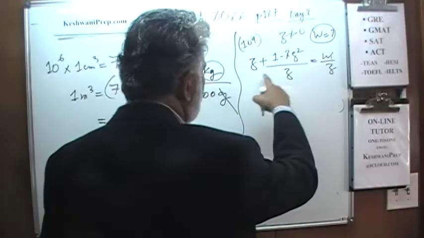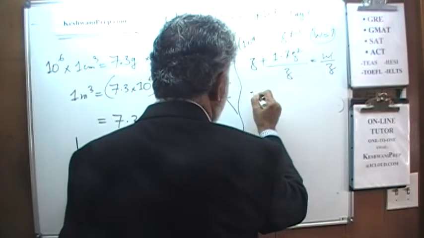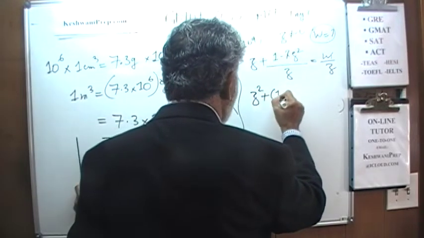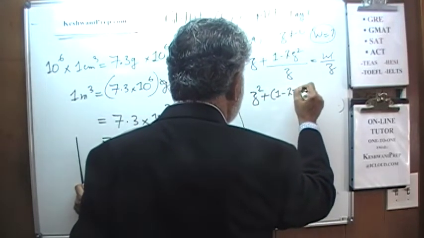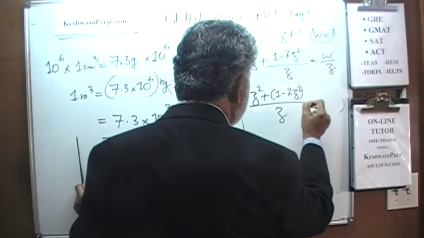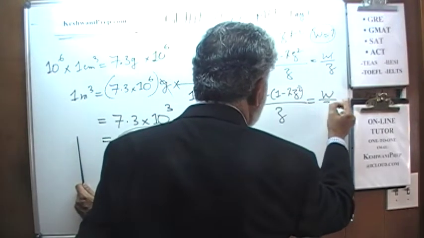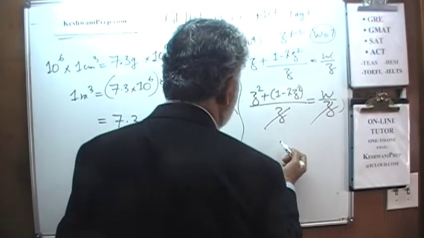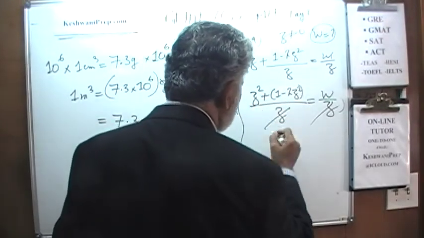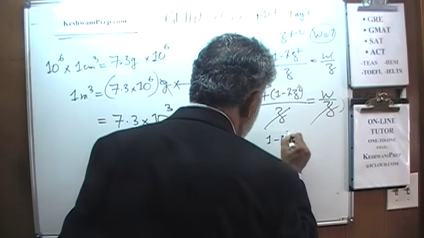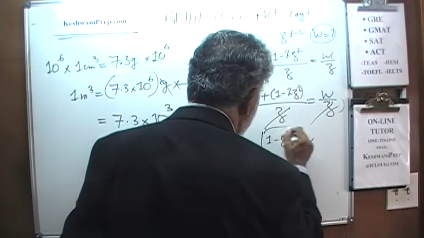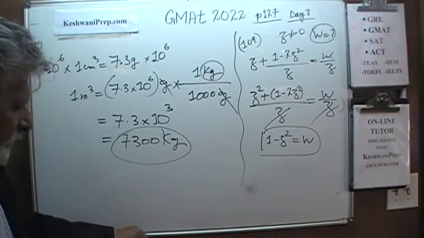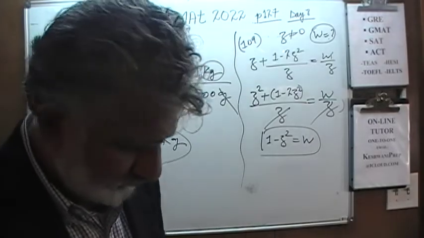Let's find the common denominator here. So to find the common denominator, we'll end up with z squared plus 1 minus 2z squared over z has to equal w over z. Multiply both sides by z, z drops out, and we end up with z squared minus 2z squared, so it's 1 minus z squared is equal to w. There we go. W is equal to 1 minus z squared.